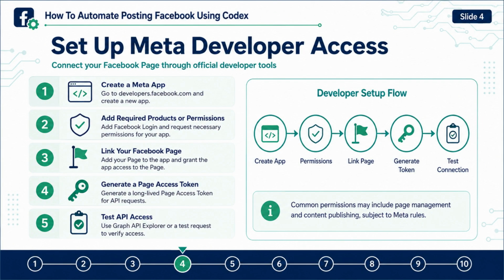Setting up developer access involves creating a Meta app, configuring permissions, linking your Facebook page, generating a long-lived page access token, and testing the connection via the Graph API.